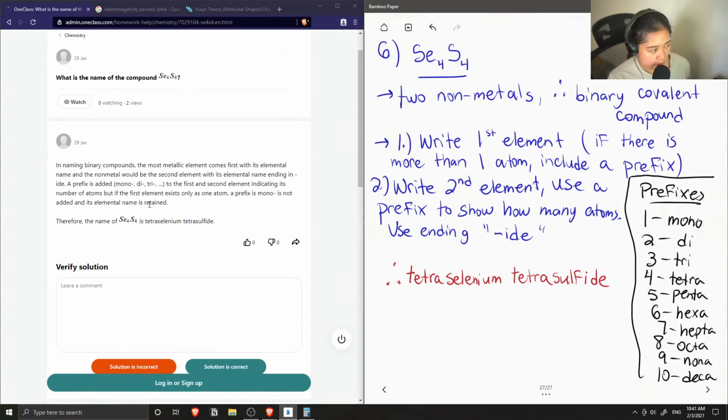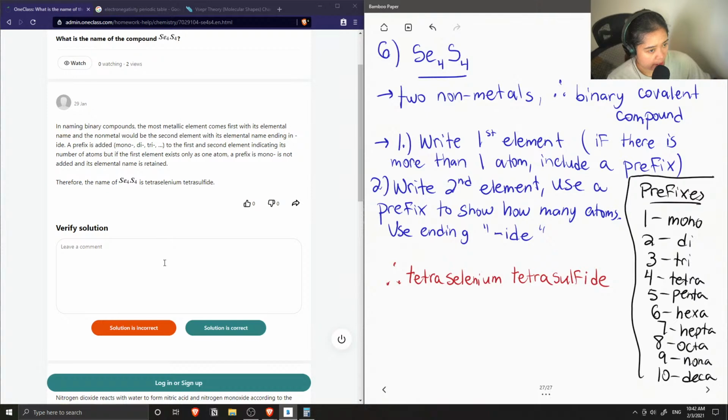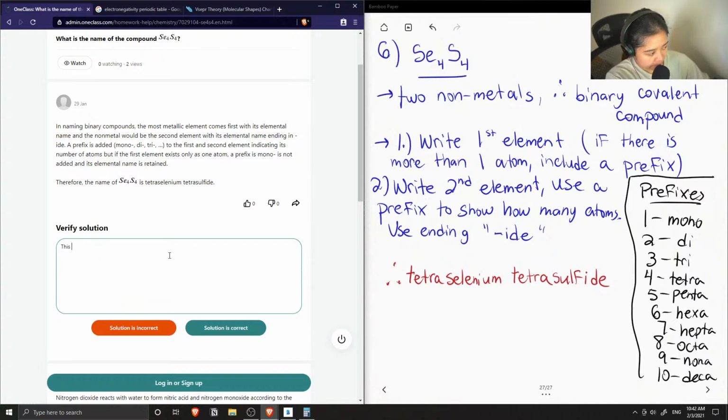And the junior tutor said that in naming binary compounds, the most metallic element comes first with its elemental name, and the nonmetal would be the second element with its elemental name ending in "-ide". Prefix is added to the first and second element, indicating its number of atoms, but if the first element exists only as one atom, prefix mono is not added and its elemental name is retained. Therefore, the name of Se4S4 is tetraselenium tetrasulfide. Okay, so this solution is correct.